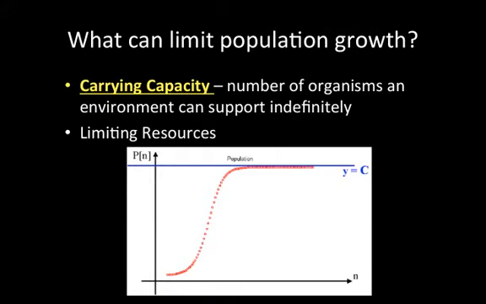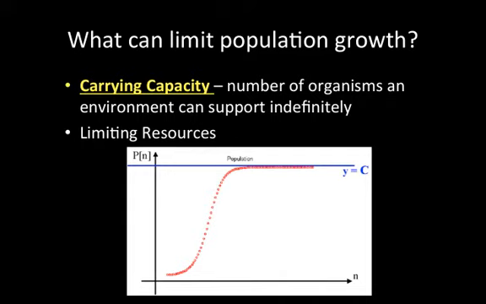So what can limit a population growth? Well, as the exponential growth period occurs, eventually the population starts to cap out. It starts to not grow as quickly. And this occurs at a location known as the carrying capacity, and that is the number of organisms that an environment can support indefinitely. So this could be due to limiting resources like the amount of food.